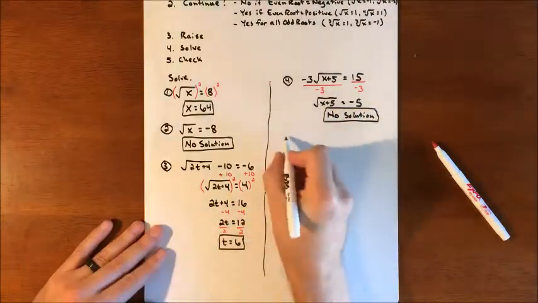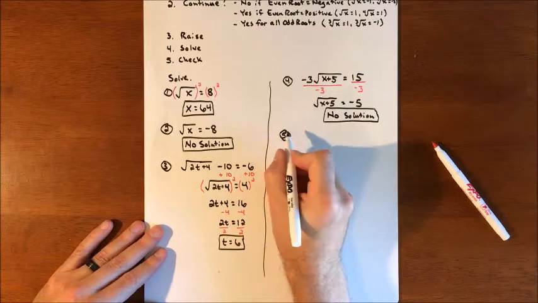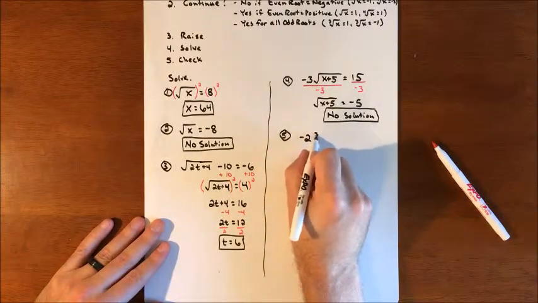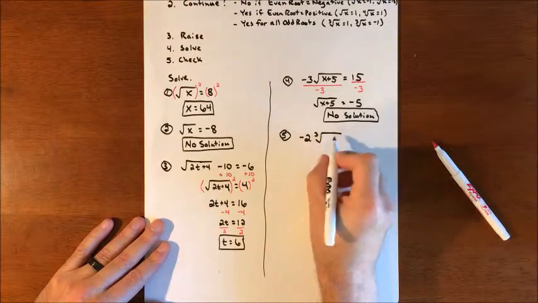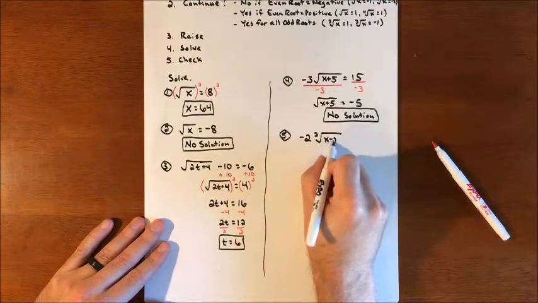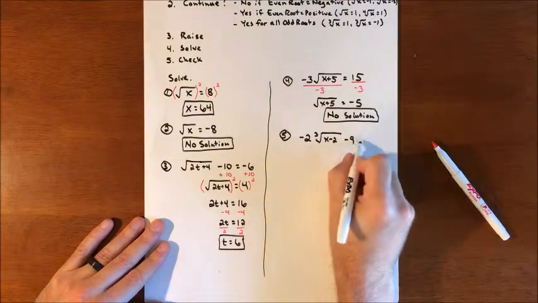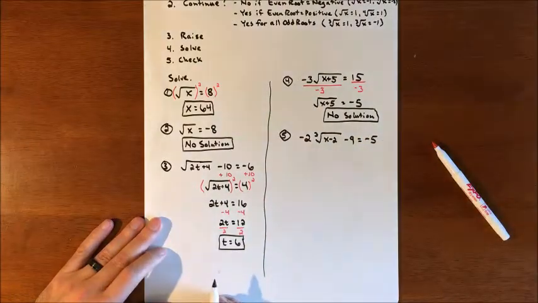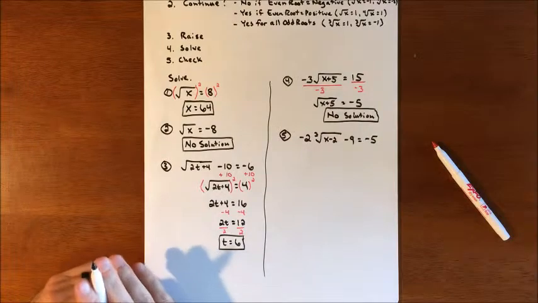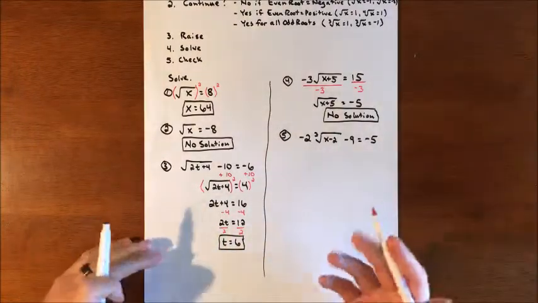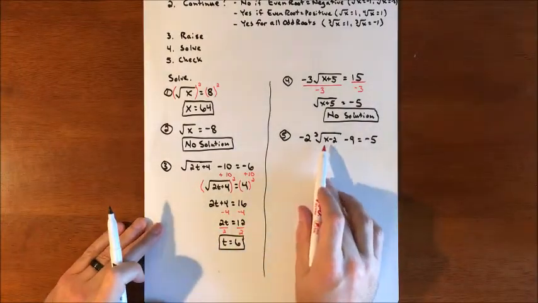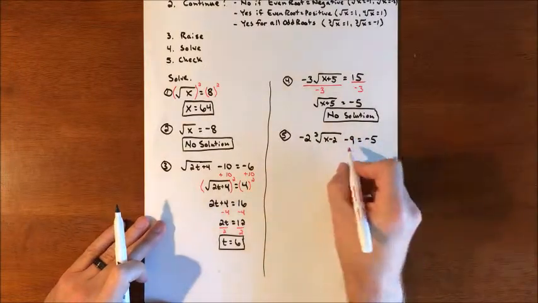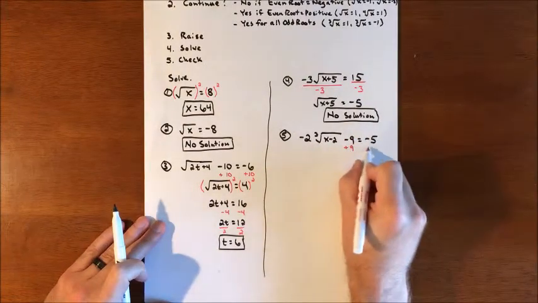All right, number 5. So if we have negative 2 times the cube root of x minus 2, minus 9, equals negative 5. All right, we need to isolate the cube root. So, going to take a couple steps to do that. Very first thing is we're going to get rid of this subtraction of 9, and then we'll deal with the negative 2. So we're going to add 9 to both sides.